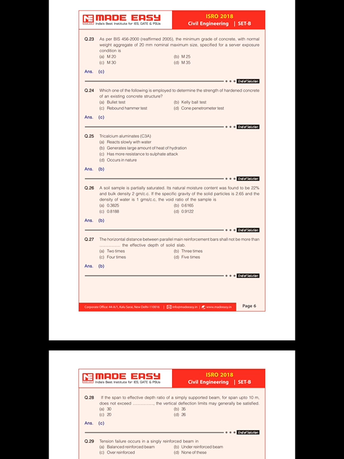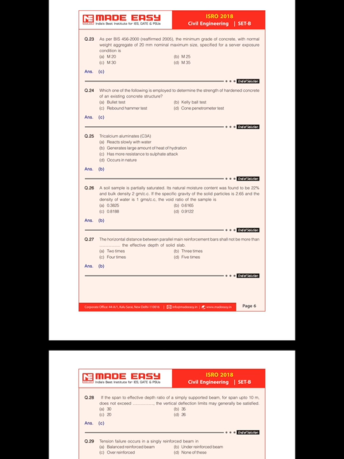Which one of the following is employed to determine the strength of the hardened concrete of an existing concrete structure? The rebound hammer test is used. If hardened concrete is already built in some structure, the method used to determine its strength is the rebound hammer test.